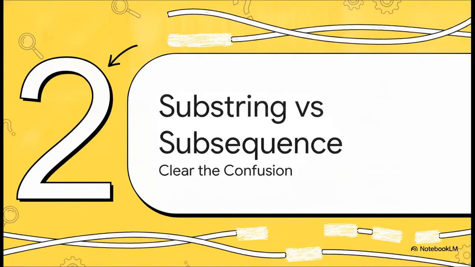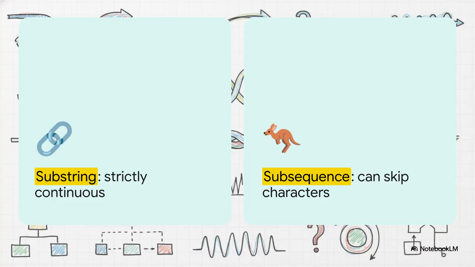Moving right along to Section 2, substrings versus subsequences. Okay, listen up, because mixing up these two very similar terms is a guaranteed way to write completely wrong algorithms. Let's definitively settle this right now. A substring requires continuous, unbroken characters. It's like slicing a piece of cake. If your string is A, B, C, D, E, F, a substring is A, B, C. You literally slice a contiguous chunk right out of it.